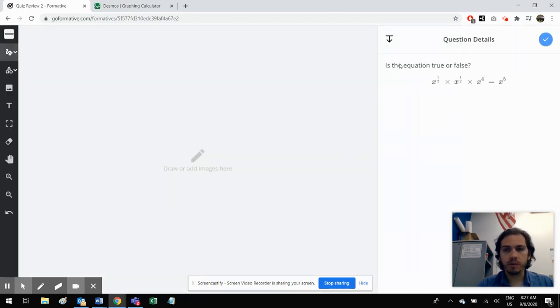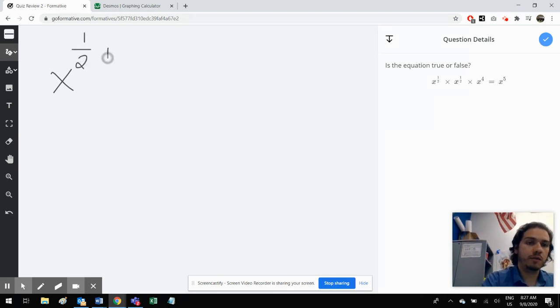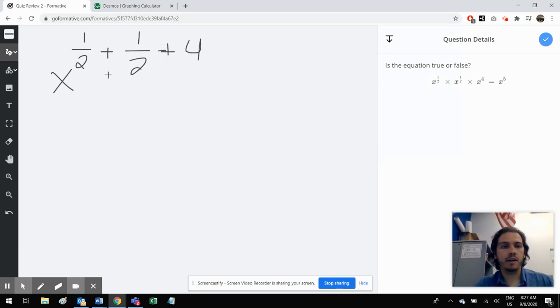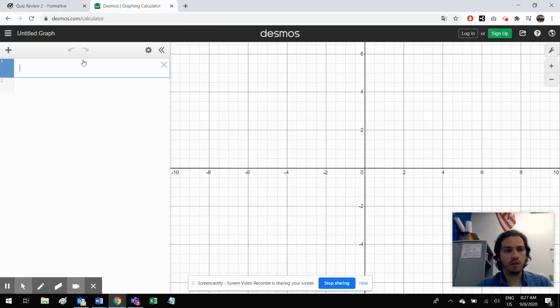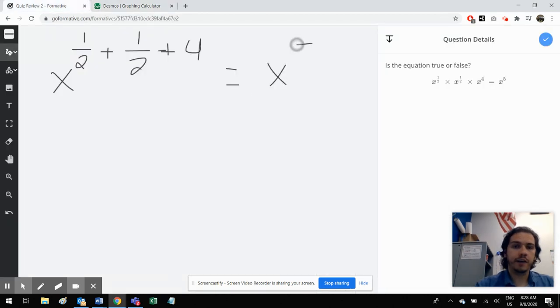Now, this one will probably confuse little people because there's fractions, right? But again, the same rules apply. So if I have x to the power 1/2 times x to the power 1/2 times x to the power 4, all I'm doing is adding the exponents, right? So 1/2 plus 1/2 plus 4. And if you really don't like adding exponents or fractions, you could always use Desmos, like I mentioned. So 1 divided by 2 is 1/2, plus 1/2, plus 4 is equal to 5. So this is equal to x to the power 5.